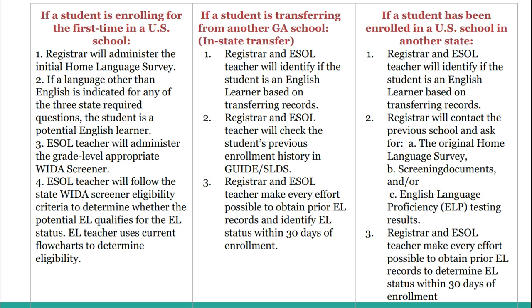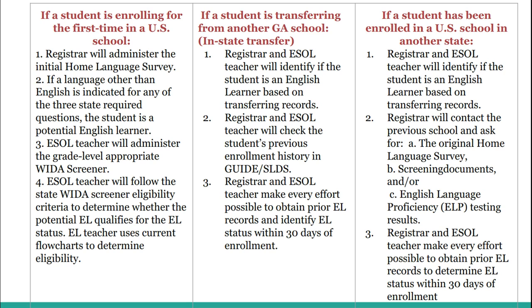This table explains how ESOL records are obtained for potential ESOL students. If you look at the first column, it's for a student enrolling for the first time in a U.S. school. 1, the registrar will administer the initial or original home language survey. 2, if a language other than English is indicated for any of the 3 state-required questions, the student is determined to be a potential English learner. 3rd, the ESOL teacher will administer the grade level appropriate WIDA screener. And 4th, the ESOL teacher will follow the WIDA screener eligibility criteria to determine whether they qualify or do not qualify using the flowcharts.